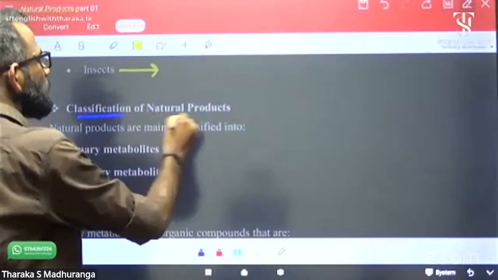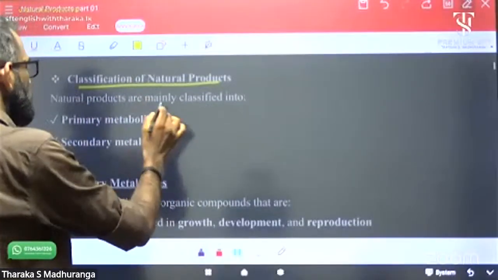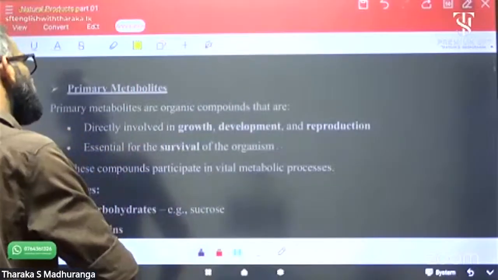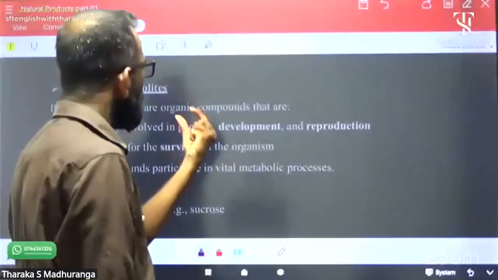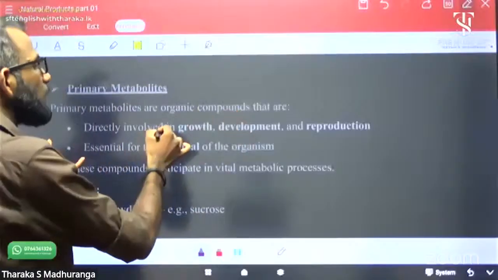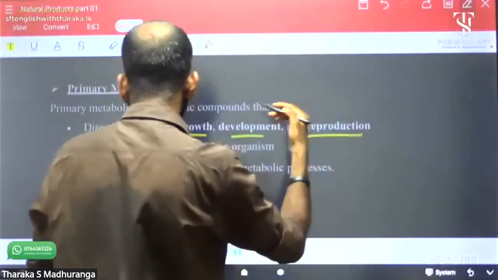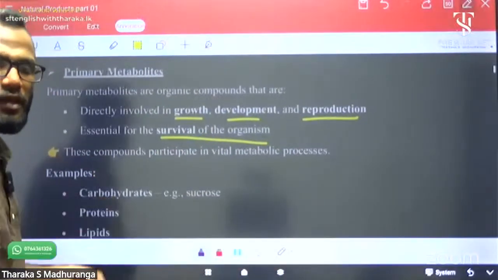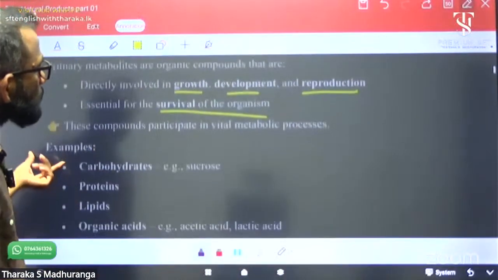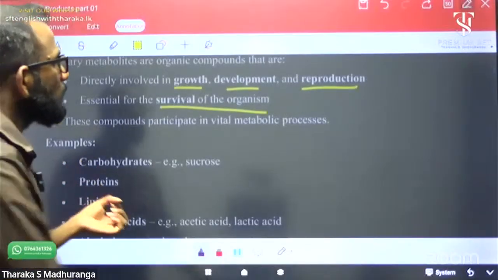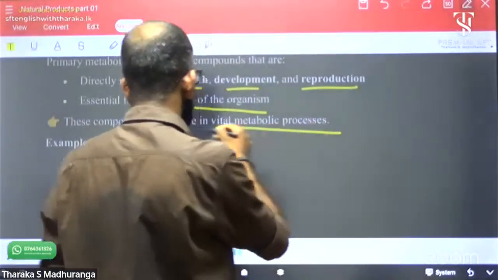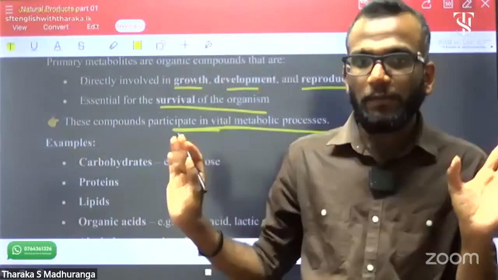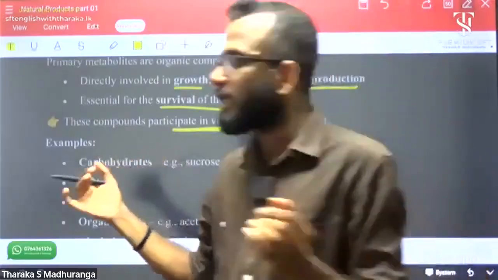Okay, classification of natural products. Natural products are mainly two types: primary metabolites and secondary metabolites. Primary metabolites are organic compounds that are directly involved in growth, development, reproduction, and survival of an organism. These compounds participate in vital metabolic processes. Without these compounds, a plant cannot complete its metabolic activities.